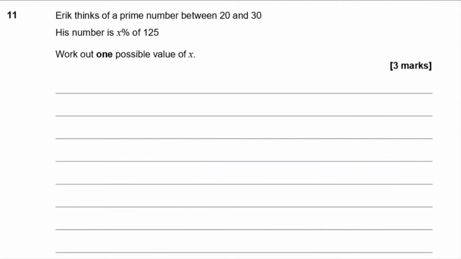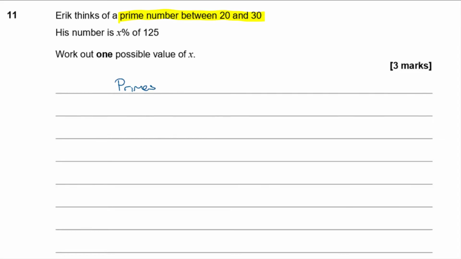Question 11. Eric thinks of a prime number between 20 and 30. His number is x% of 125. Work out one possible value of x. Okay. So, right, what could the number be first? Prime numbers between 20 and 30. What are the choices here?